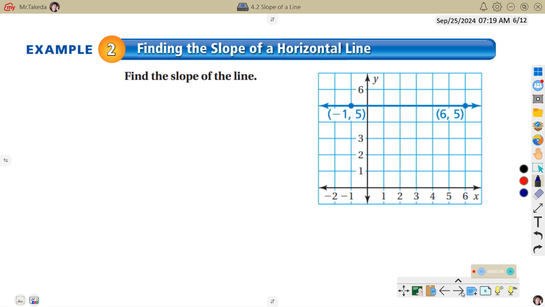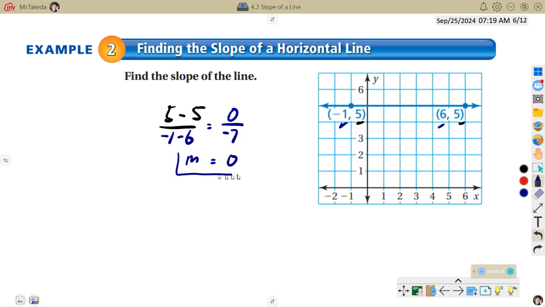Now, on the earlier screen where I was moving the line around, I talked about the slope of a horizontal line. Now, the slope of a horizontal line, if I wanted to calculate it, the change in y, 5 minus 5, and again, it doesn't matter if I use this point or this point first. I have to be consistent for both x's and y's. 5 minus 5 over negative 1 minus 6. Well, 5 minus 5 is going to give us a 0 on the top, and I get negative 7 on the bottom. So if I have a 0 on the top, then the slope equals 0. All horizontal lines, we say the slope equals 0 or 0 slope.